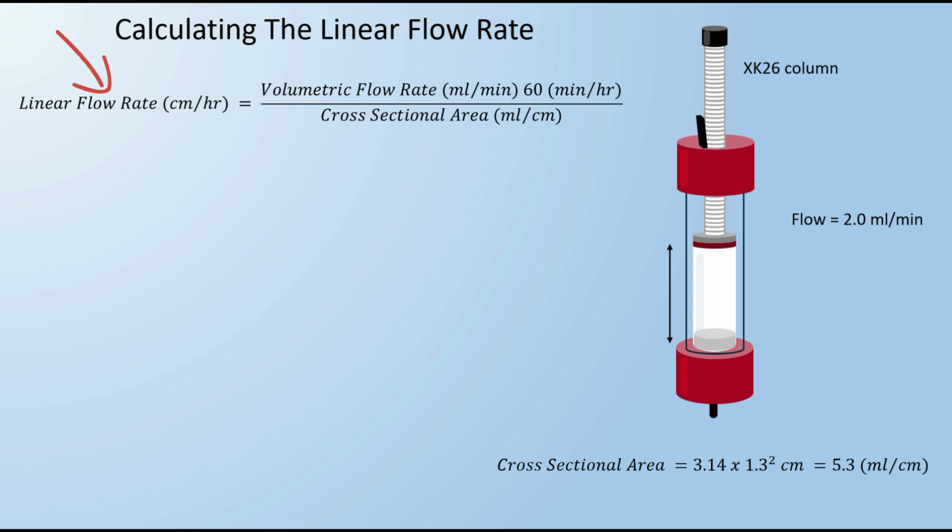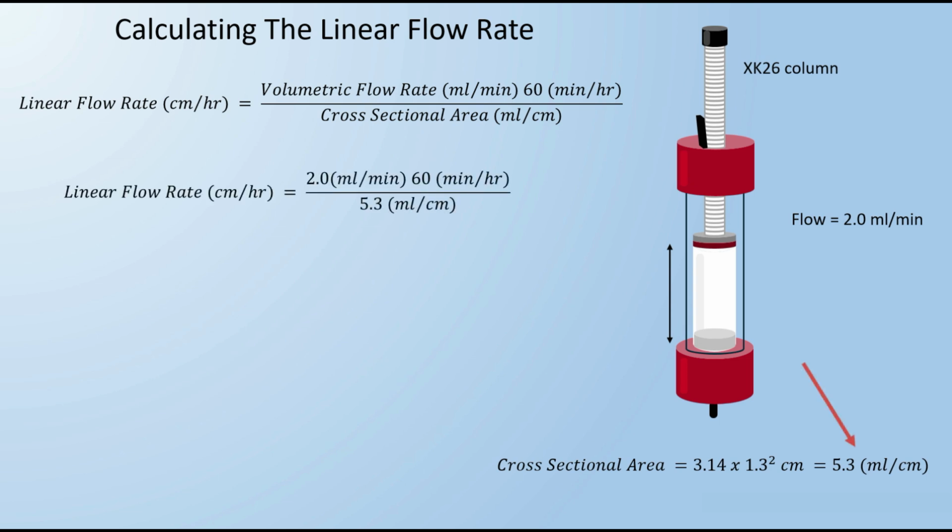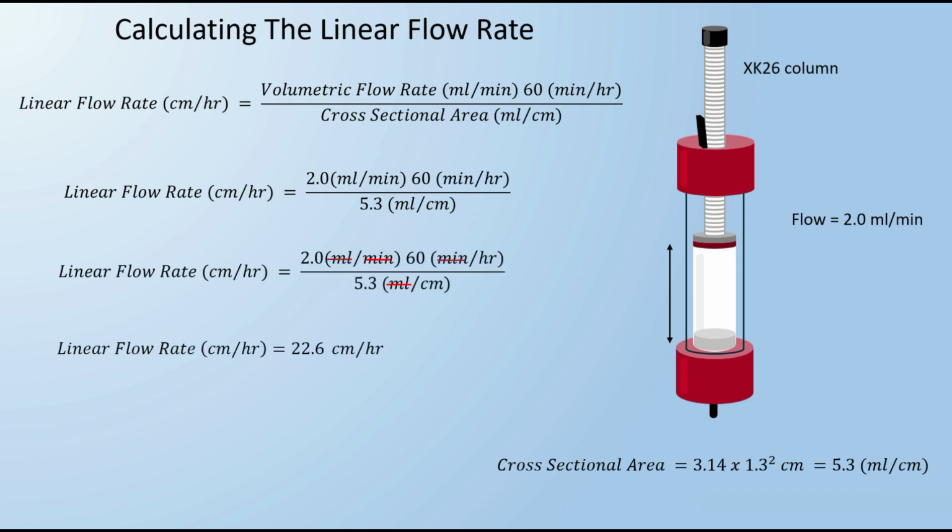So say for example, we're running at 2 mL per minute with an XK26 column. This column is 2.6 centimeters wide, or 5.3 mL per centimeter. We would multiply 2 mL per minute times 60, then divide by 5.3, and we would end up with a linear flow rate of 22.6 centimeters an hour.